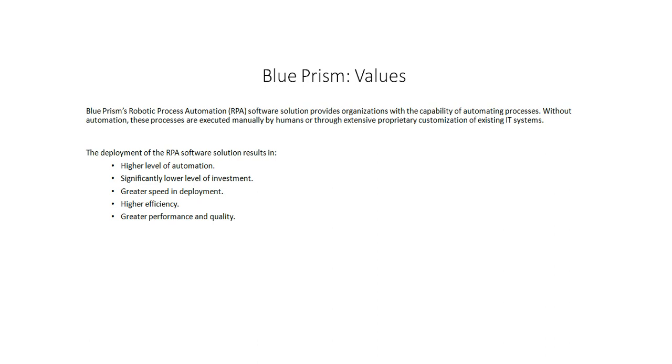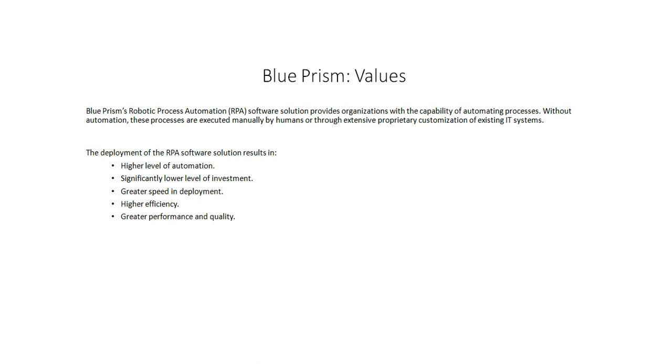And the deployment of the RPA software solution results in what kind of results do we have in the RPA. Suppose you build any kind of automation, but we have the result. So look one by one. First, higher level of automation. It will provide the maximum level of automation which you can achieve with the BluePrism tool. And the second, significantly lower level of investment. So with a minimum investment, you will have the maximum profit or achievement.